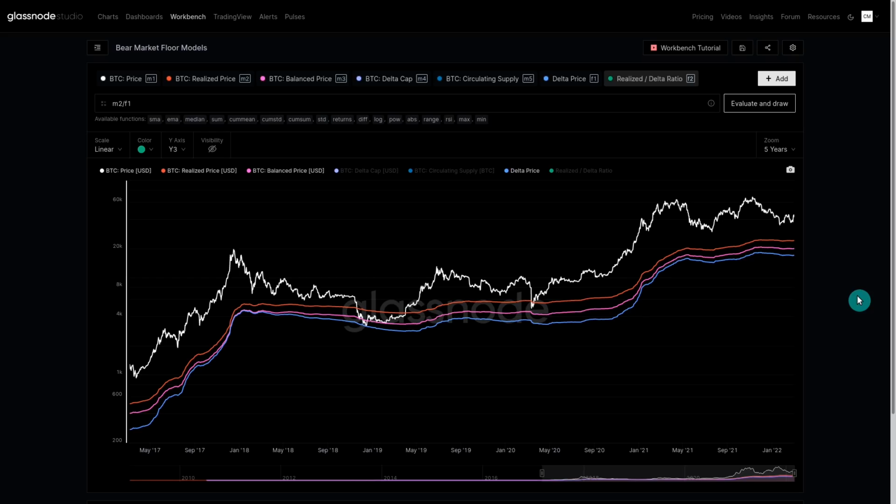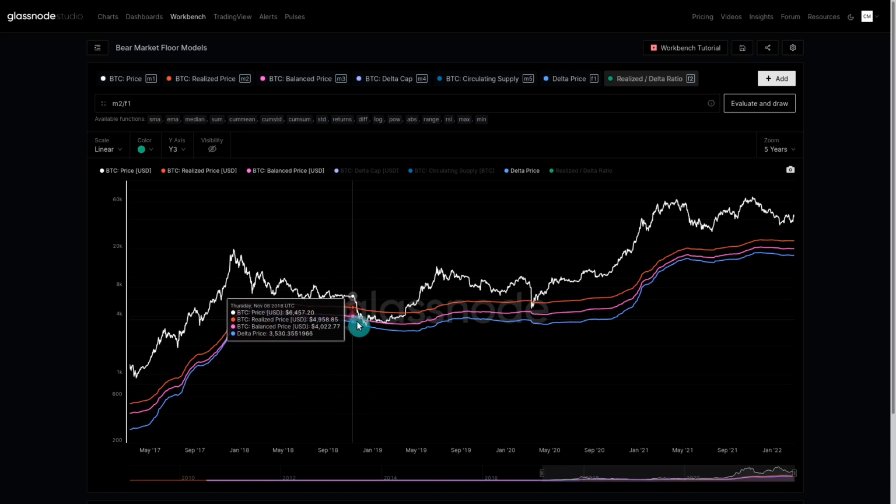So to start off, the balanced price takes the realized price and it subtracts all of the spent UTXOs. It's the coin day destruction. It removes all of that spending behavior, and it almost captures what did investors pay for their coins. That's what the balanced price is trying to capture.